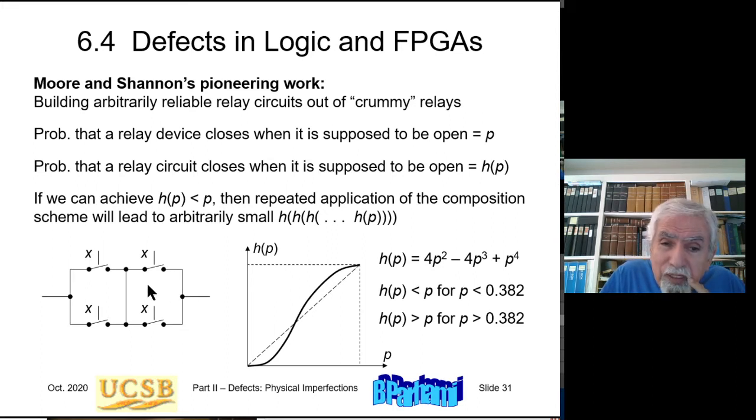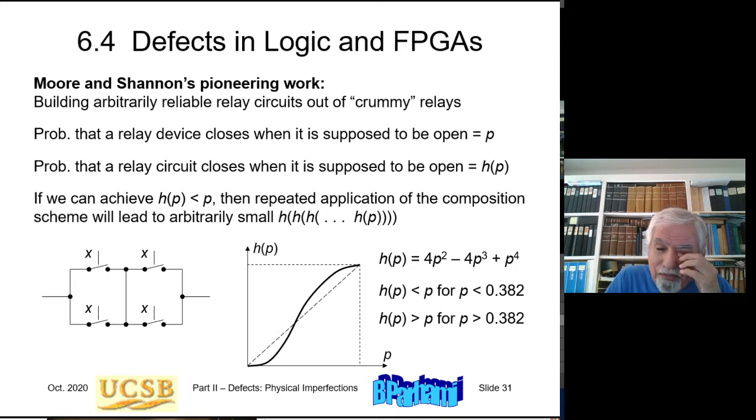Now, for any relay structure such as this, we can compute H of P, which is the probability that the structure as a whole closes when it's supposed to be open. And if this H of P is less than P, in other words, the probability of this structure misbehaving is less than the probability of a single relay misbehaving, then as soon as you get that, recursively you can use this method many times to get the reliability as high as you want.